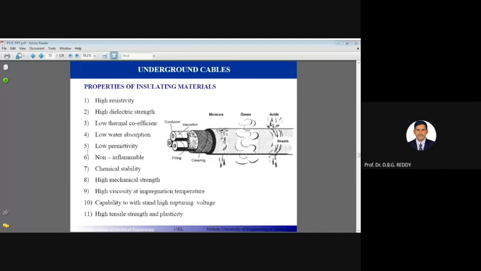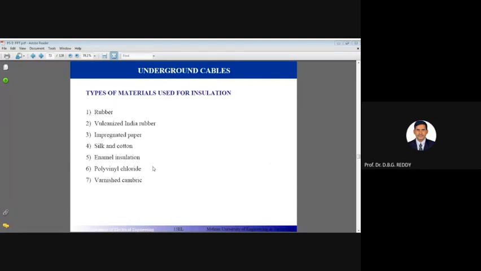Properties of an insulating material: high resistivity, high dielectric strength, high thermal strength, low water absorption, low permeability, non-inflammable, chemical stability, high mechanical strength. These are the ideal properties required of a good cable insulating material. Types of material used for insulation: rubber, vulcanized Indian rubber, impregnated paper, silk and cotton, enamel insulation, polyvinyl chloride, and varnished cambric. These are the 7 types of material used for insulation of underground cables.